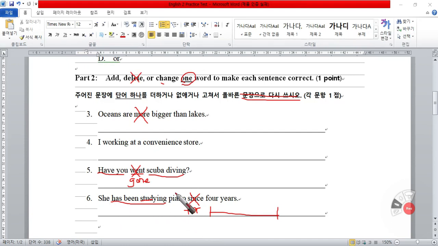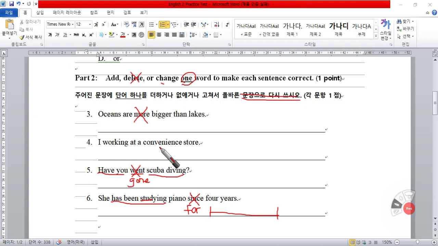Some of you maybe thought, oh, it's not change. Maybe I need to add a word. Maybe you thought she's been studying piano since 4 years ago. I don't know that your professor will accept that. Some native speakers talk like that, but I think this is easily the best answer. She has been studying piano for 4 years. Okay. So again, this is something that we studied in Unit 12. Okay, so you can study Unit 12 and find out about that. All right. All right, number 4.